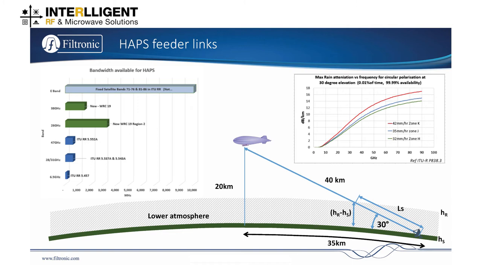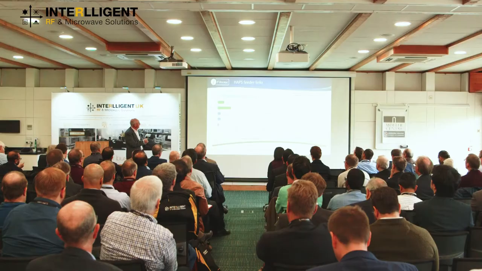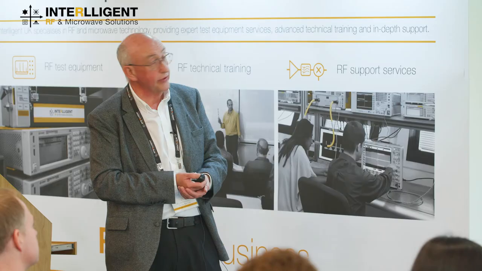Now, the bandwidth that's available, that's already been allocated, are these ones in blue. So 6 gigahertz, 28 and 47. And they're reasonably small bands. You know, there's not a huge amount of spectrum available there. The 38 gig band will be significantly wider. You know, there's over a gigahertz of bandwidth there. But it all pales into insignificance compared to the amount of bandwidth that could be used in E-band.